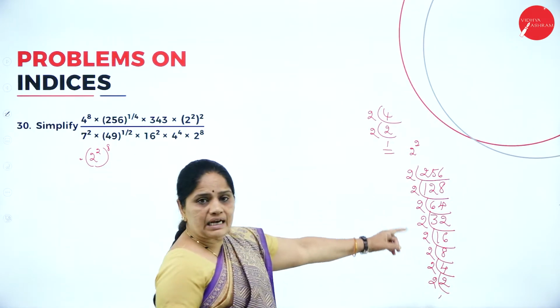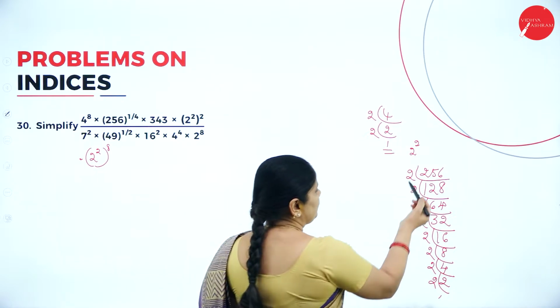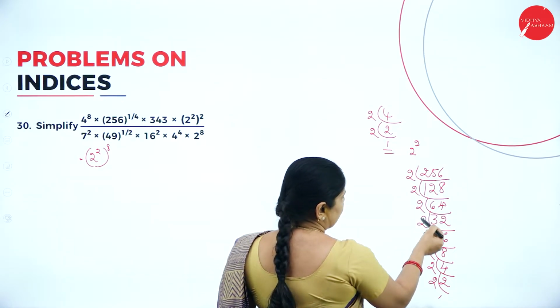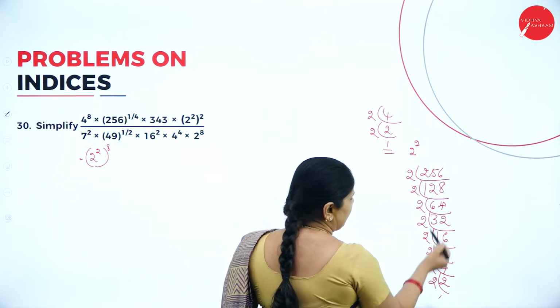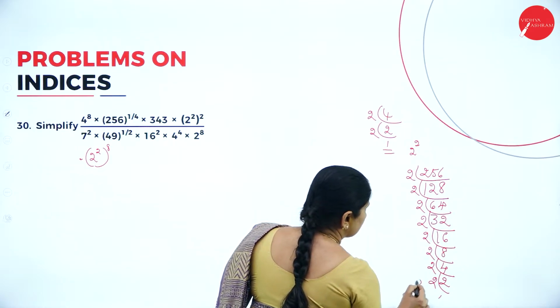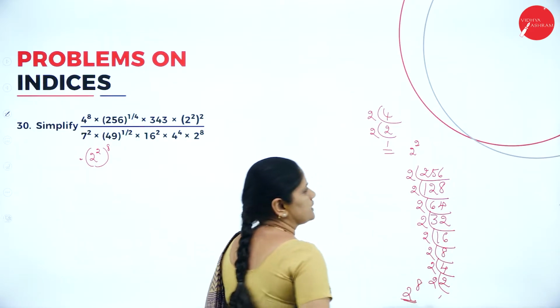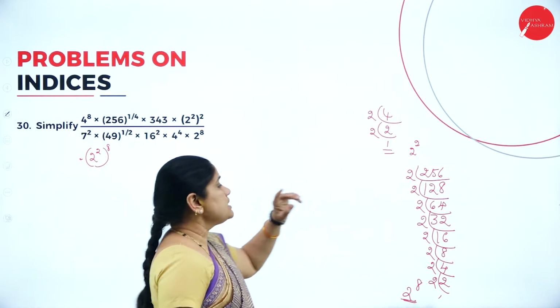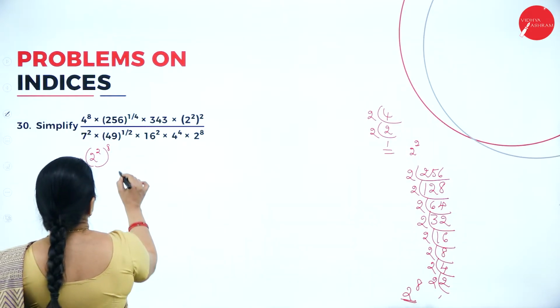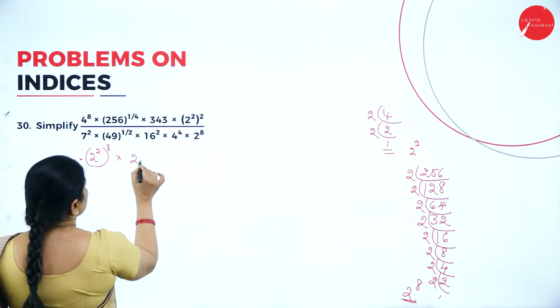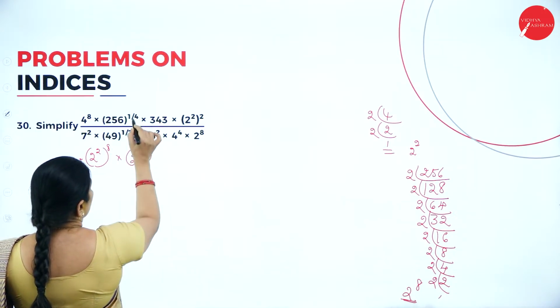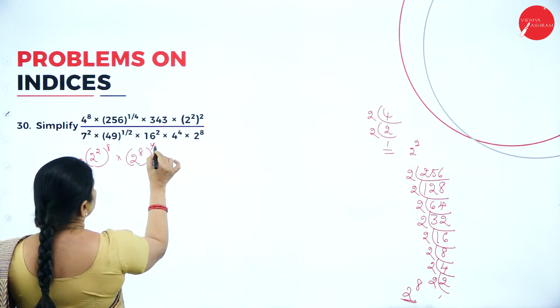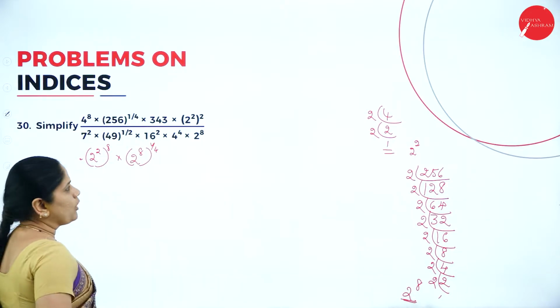Now, if you count the number of 2s here, how many 2s are there? 1, 2, 3, 4, 5, 6, 7, 8. So this is equal to 2 to the power 8. So the number 256 can be written as 2 to the power 8. So I will write it as 2 to the power 8, whole to the power 1 by 4. The 1 by 4 is given in the problem.